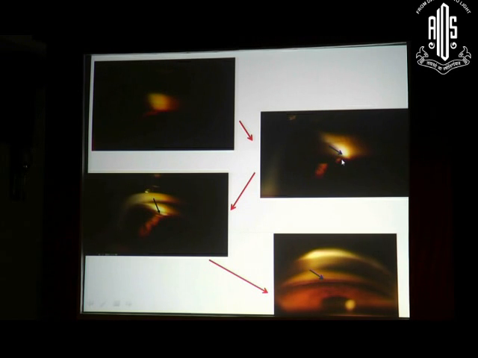This is exactly the same eye. The next couple of minutes, you can see the angle narrowing because the light is not reaching the pupil. The light has become smaller. So you're identifying the Schwalbe's line and you're looking at the angle form. It's about 10 to 15 degrees.